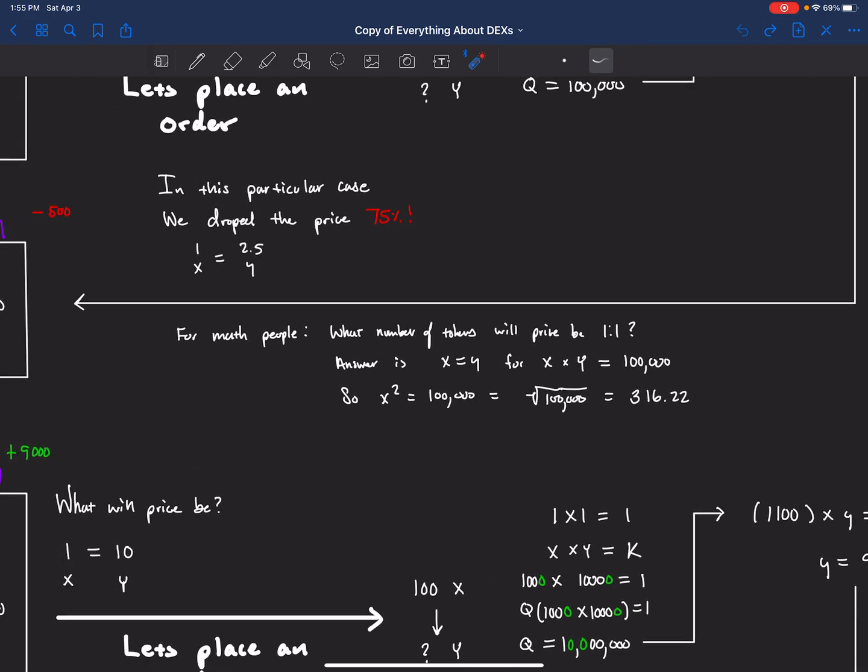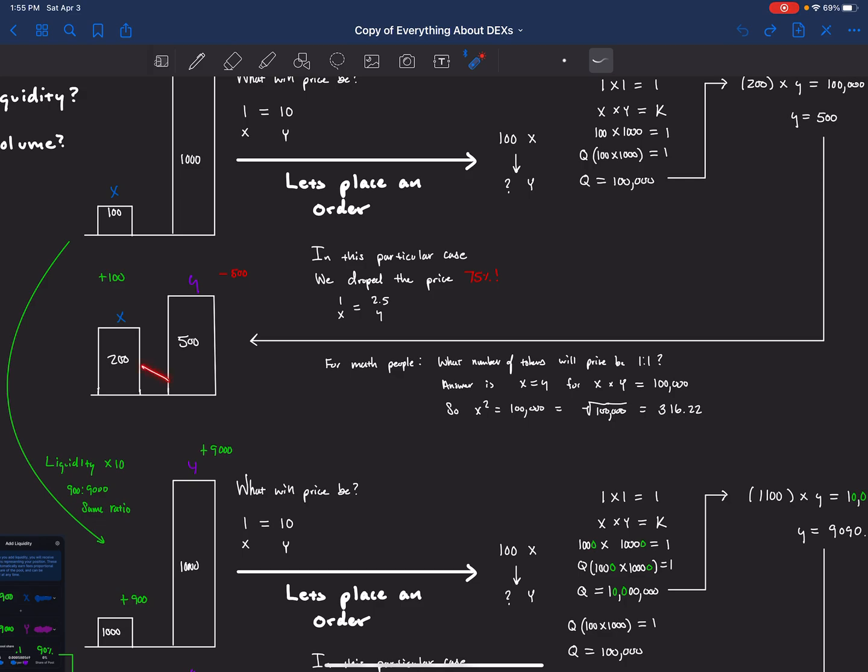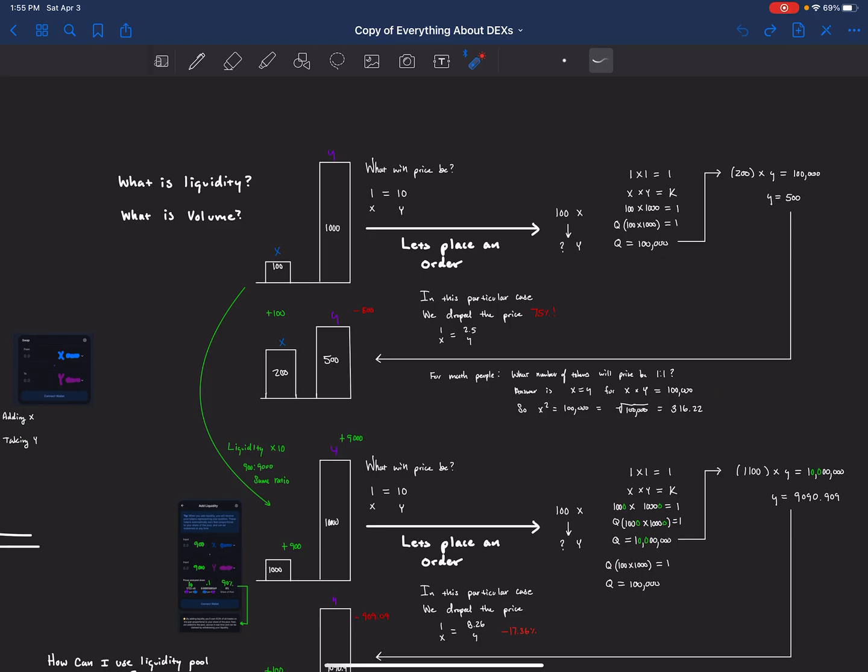So for those who care about math, what number of tokens will the price be 1-to-1? Like when you put in one token, you get one token out. The answer is when X equals Y. And so for X times Y equals 100,000, X squared is 100,000, so the square root gives you 3.16. So you would actually be able to know how much you can get to get the price to be equal to this. So it's just ratios. Everything is ratios with this kind of math.